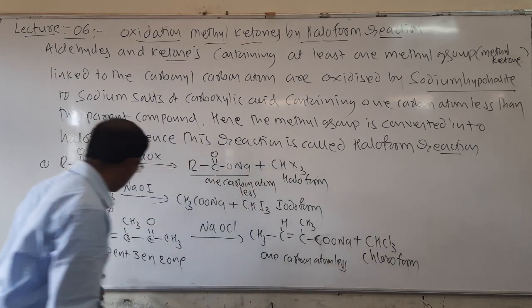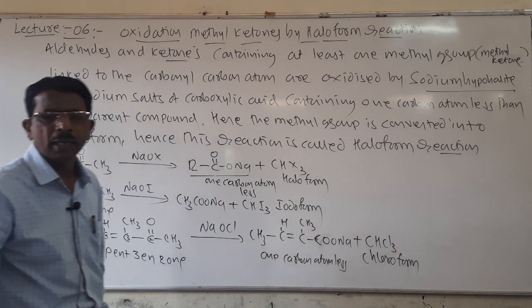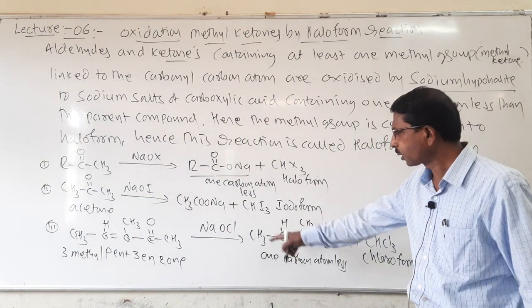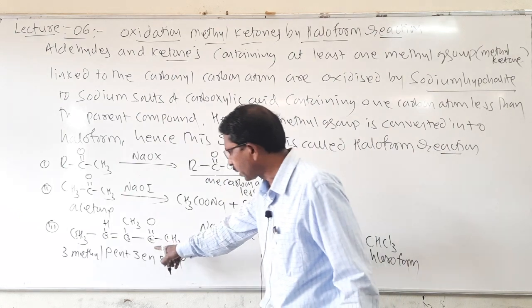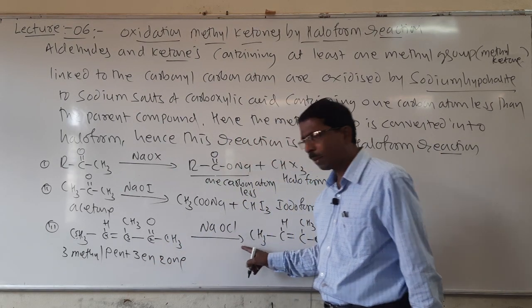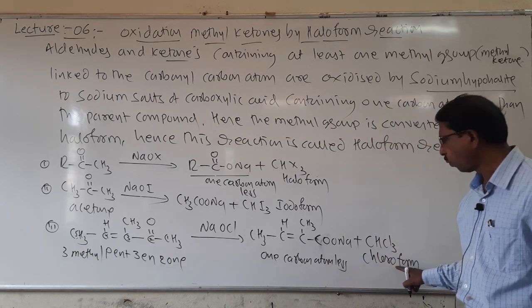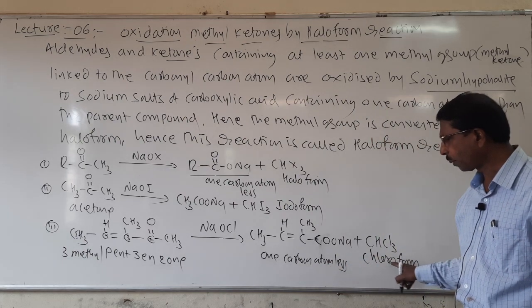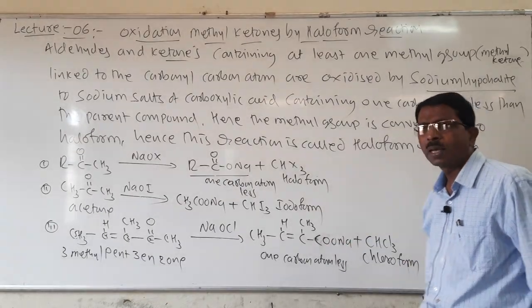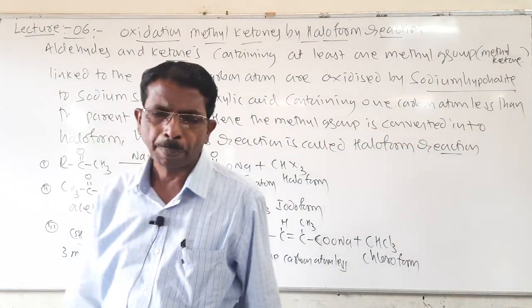As compared to its parent carbon. So here is the reaction, students. Look here, when this double bonded compound, 3-methylpent-3-en-2-one, is treated with sodium hypochlorite, it forms chloroform. It is also called haloform, and here the product has one carbon atom less as compared to its parent.